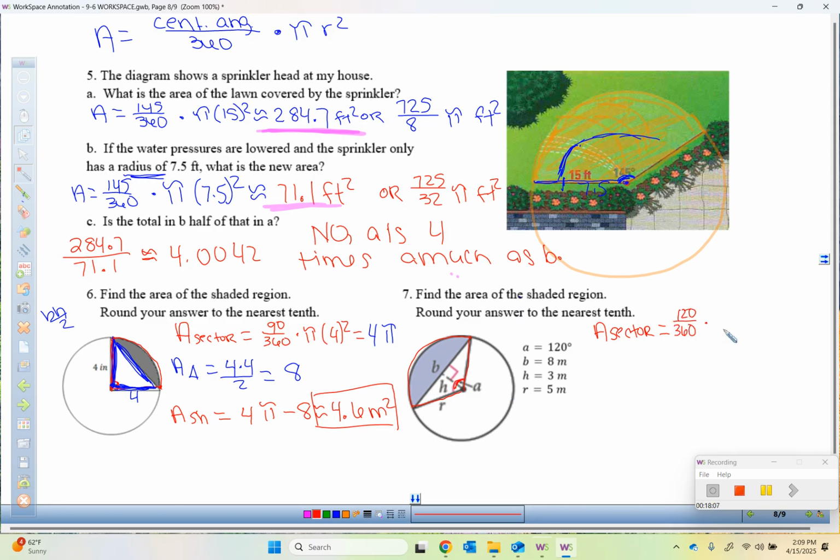So that's over 360 times pi r squared. What's my r here? My radius is 5. Very good. Squared. So let's figure out the area of that sector. And we did the first one in terms of pi. Let's do this one in terms of pi. And if we do it in terms of pi, I get 25 over 3 pi. Okay?